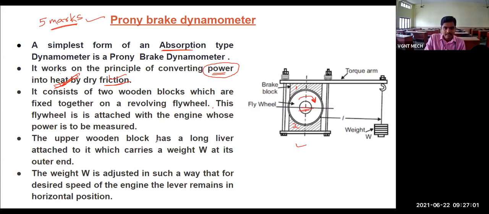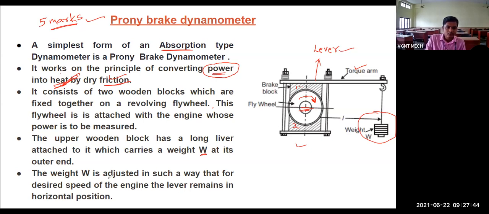The upper wooden block has a long lever attached to it. Okay, so this is the upper wooden block, and here you can see one lever. You can call it a lever, or you can call it a torque arm. Both are correct. This lever is connected with the upper wooden block and carries a weight capital W at its outer end.